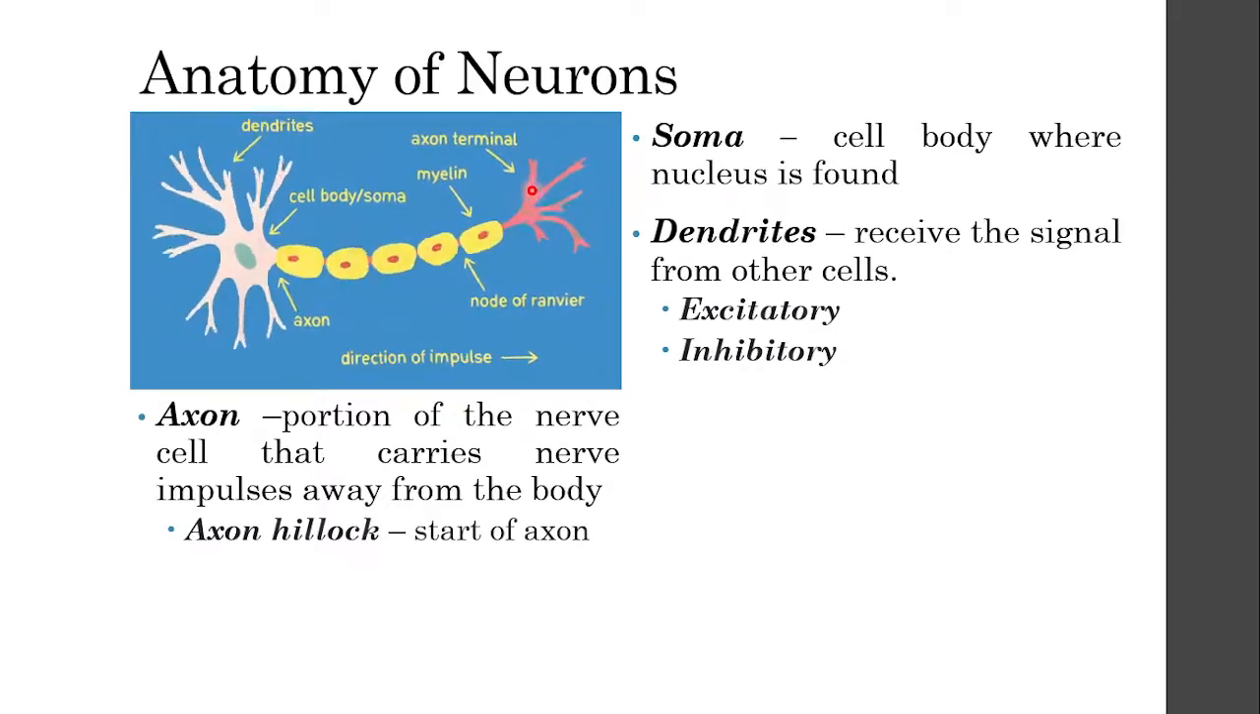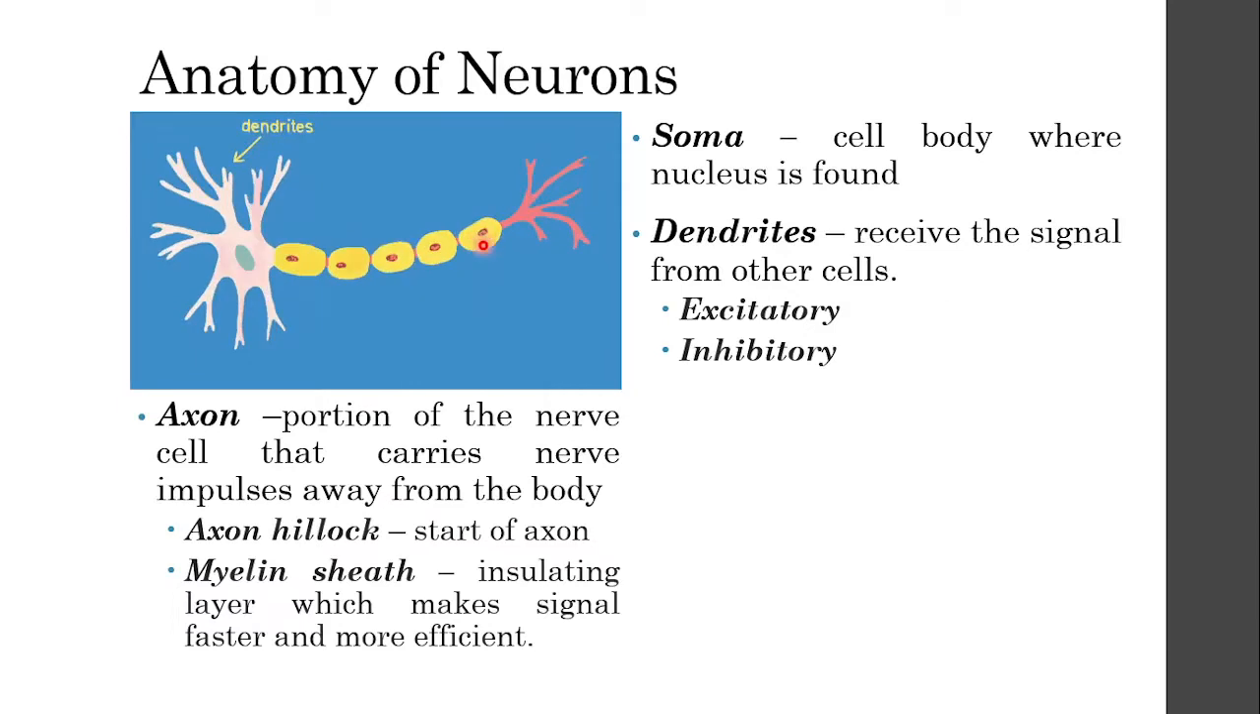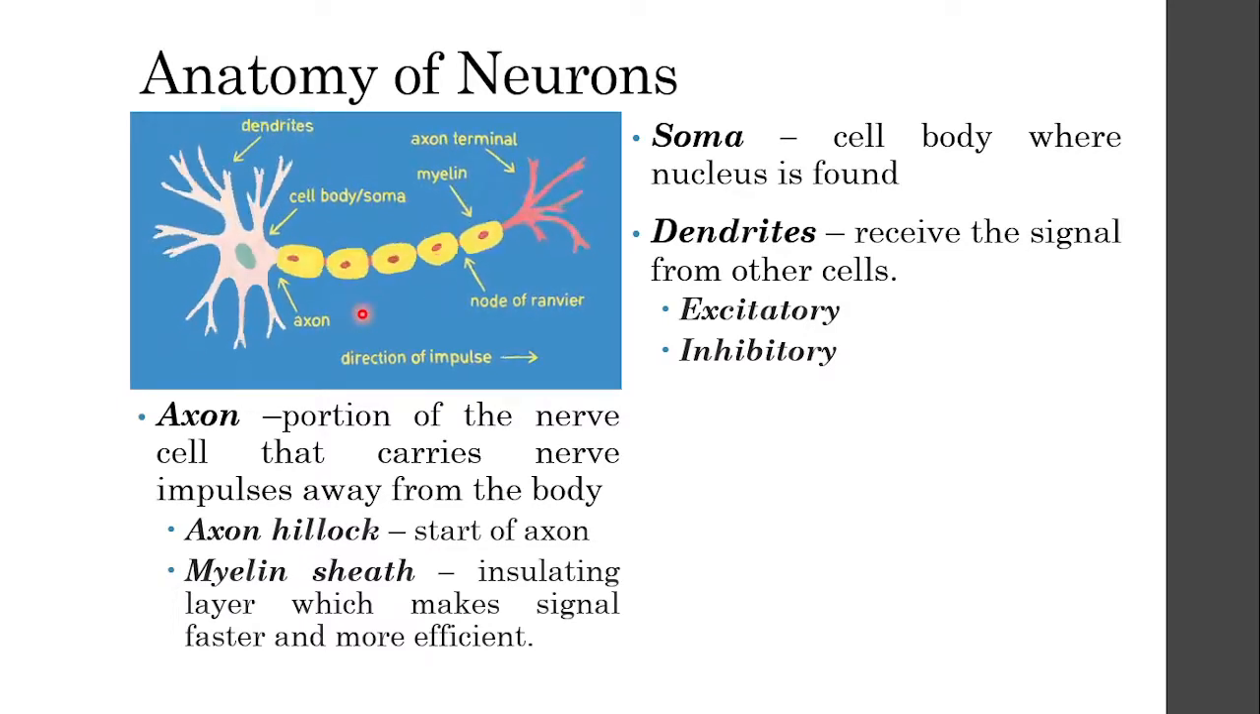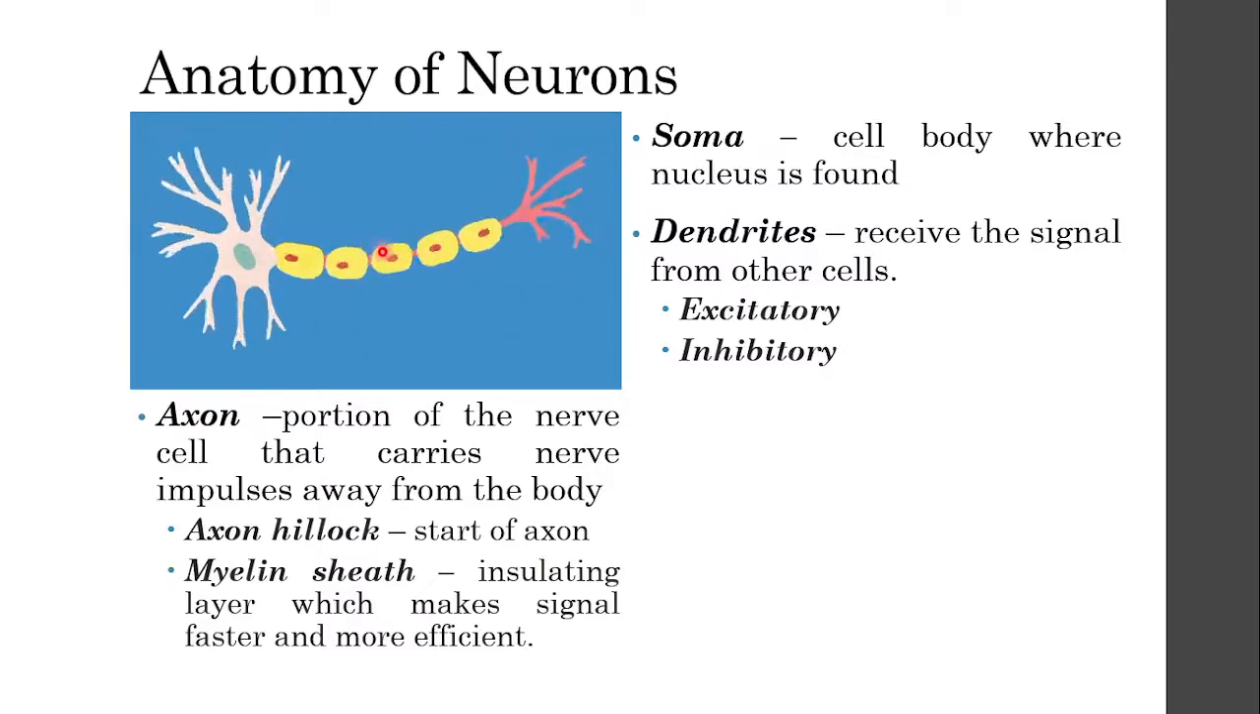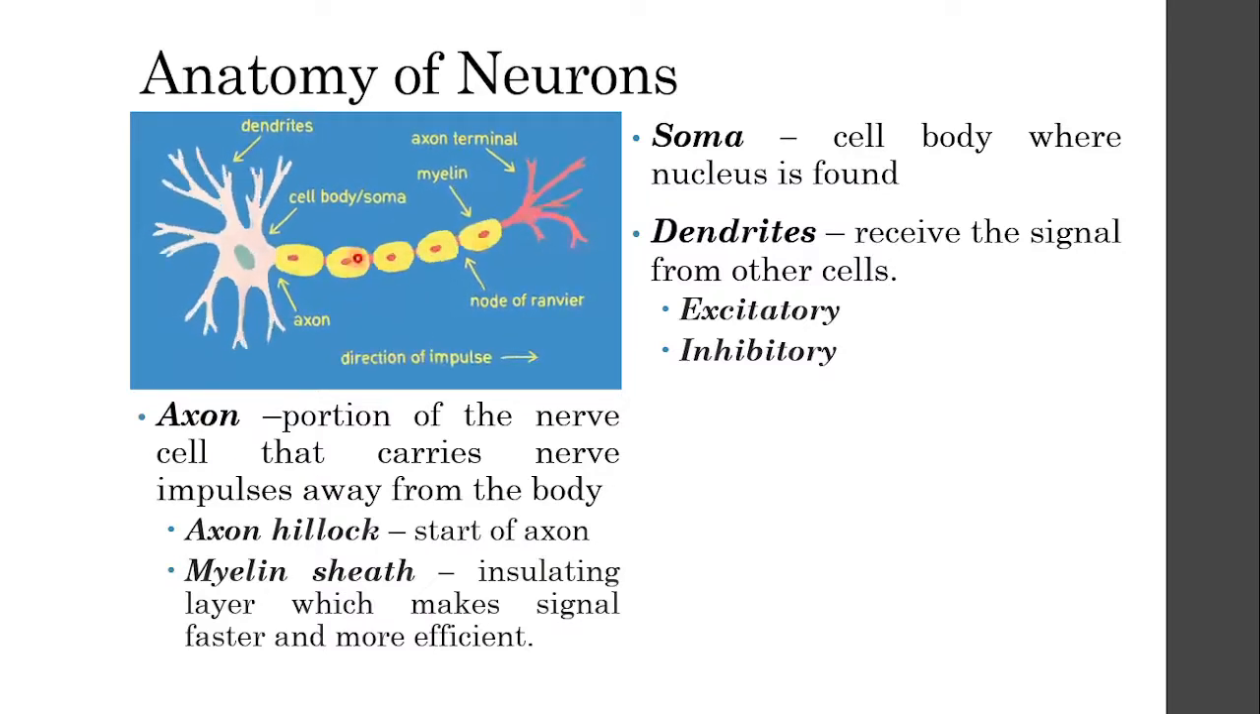We can also call it the terminal button. Then we have what we call the covering around your axon, which is the myelin sheath. Myelin sheath is basically a fatty substance that surrounds your axon, and the important part about the myelin sheath is that it is an insulating layer. And what it does is it increases the speed and the efficiency of the electric impulse traveling along the axon.